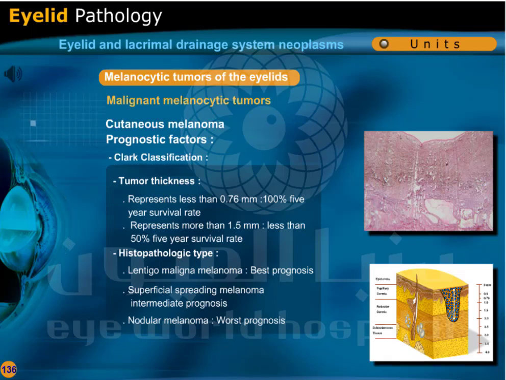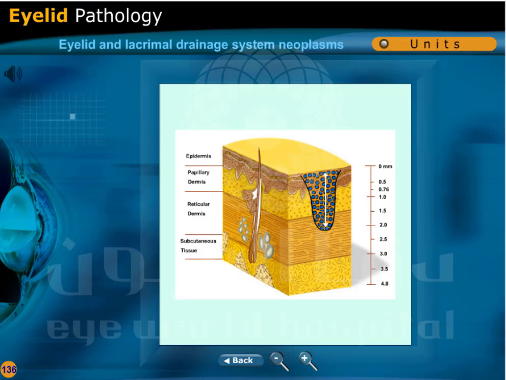Tumor thickness. If it represents less than 0.76 millimeters, there is 100% 5-year survival rate. But if it represents more than 1.5 millimeters, the 5-year survival rate is less than 50%. Histopathologic type. Lentigo maligna melanoma carries the best prognosis. Superficial spreading melanoma, intermediate prognosis, while nodular melanoma carries the worst prognosis.